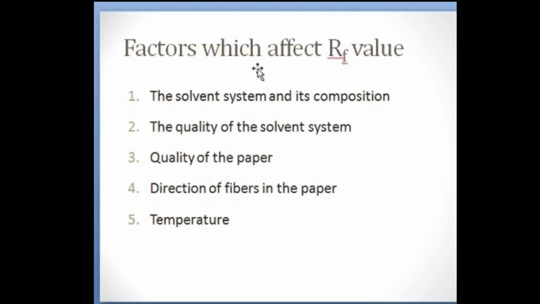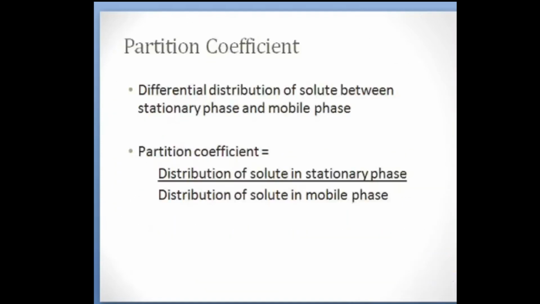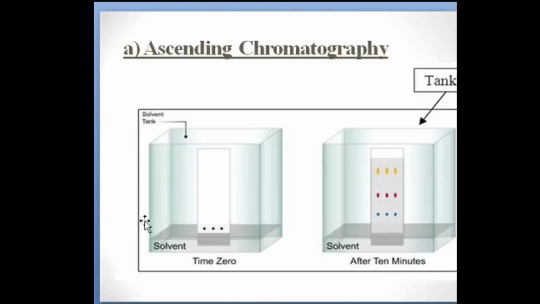So what are the factors that will affect this retention factor? It will be the solvent system and its composition, the quality of the solvent system, quality of the paper, direction of fibers in the paper, and temperature. So all these factors will affect this Rf value. That is why when we perform this experiment, we perform it in a closed system. Okay, this tank should be closed after we have kept this paper inside the tank.